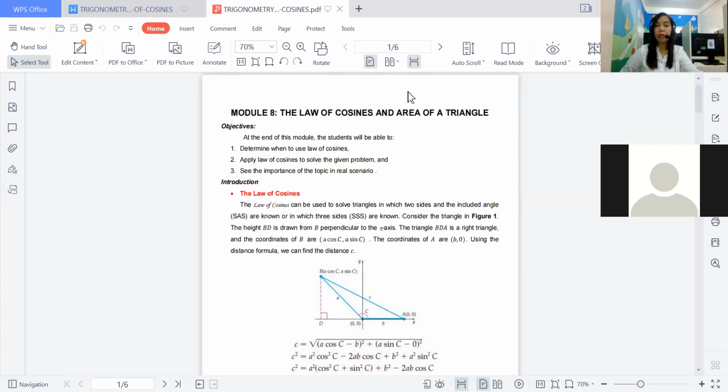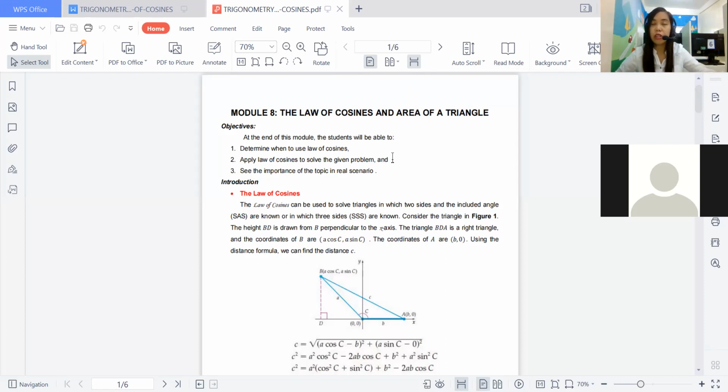Consider the triangle in figure 1. The height is drawn perpendicular to the x-axis. The triangle BDA is a right triangle, and the coordinates of B are a cosine C, a sine C. The coordinates of A are b, 0. Using the distance formula, we can find the distance.